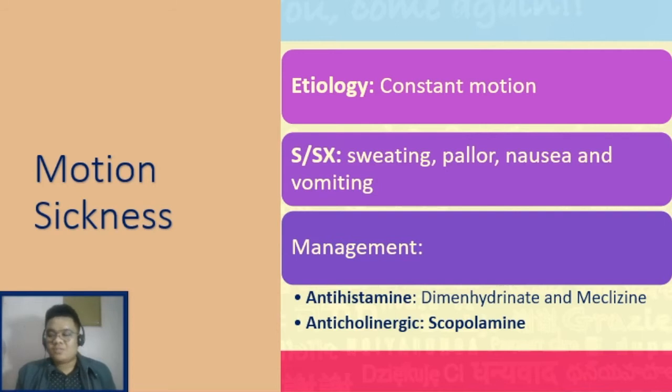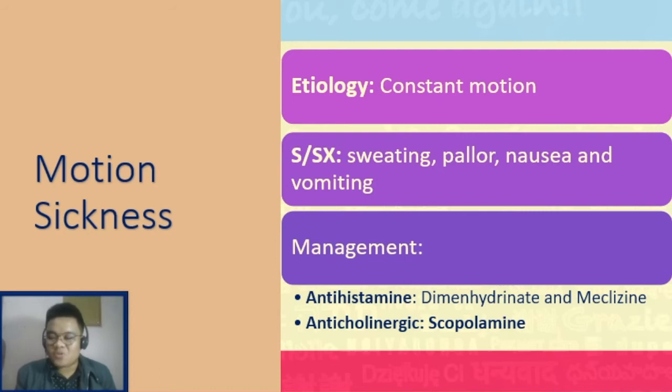Now, class, that's it for hearing loss. I would like to add another topic, which is motion sickness. Motion sickness is actually a problem related to our ear. Class, the etiology of motion sickness is constant motion. As the term implies, the nausea and vomiting that your patient is experiencing is because of the overstimulation of the vestibule, which happens when we are traveling. So, what are the signs and symptoms?